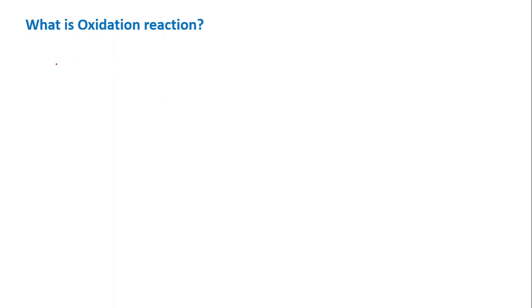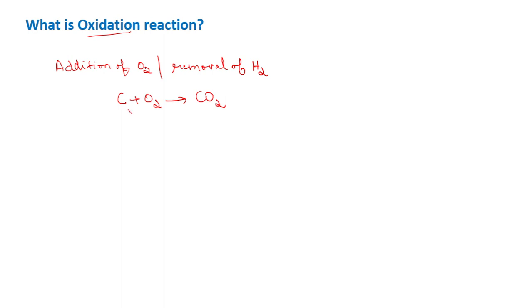So, addition of oxygen or removal of hydrogen is termed an oxidation reaction. Let us take one example here. Carbon burns in air to form carbon dioxide. What happens to carbon here? Carbon has been oxidized with the addition of oxygen.